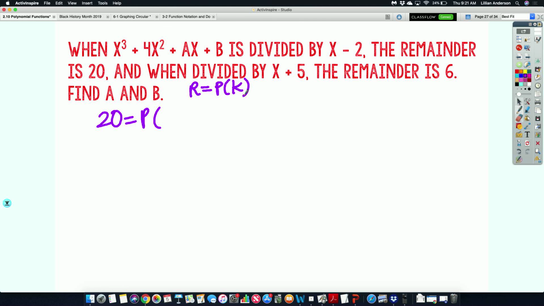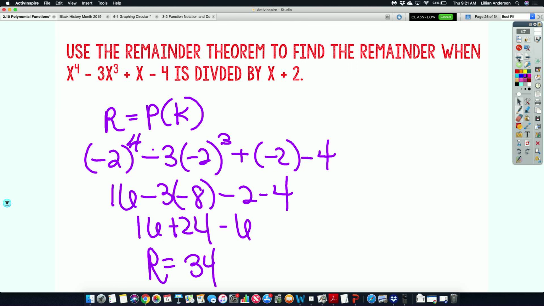Okay, let's go back real quick. Remember on this one, we set it up like so. To find your remainder, you evaluate your polynomial at k. So for this particular problem, we were looking for our remainder, so we plugged in negative 2. Where did the negative 2 come from? This x plus 2, once you set it equal to 0 and solve, you get negative 2. So p of negative 2 gave us a result of 34. 34 is the remainder. So I really could say that 34 is equal to p of negative 2.